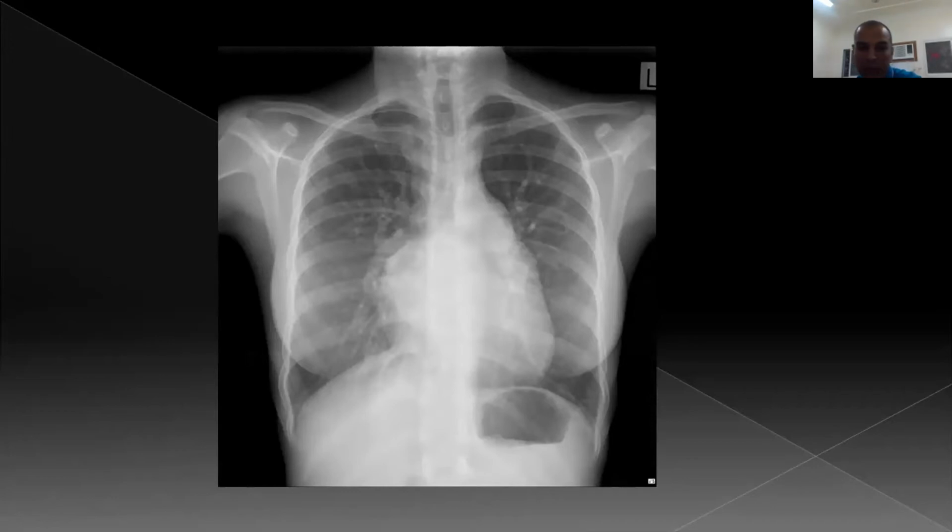Is that enough? It's not enough. We should also see the pulmonary vasculature or the lung fields to exclude any pulmonary edema, especially in these cases. This is normal pulmonary vasculature. There are relatively distended upper lobe vessels, but we don't have clear signs of significant pulmonary edema.